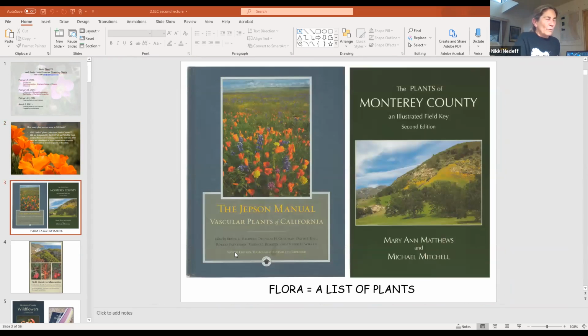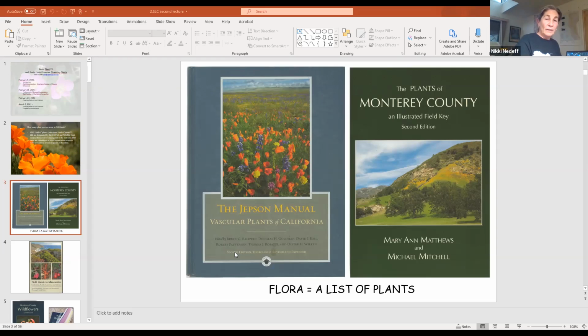So when we talk about California native plants, the Jepson manual is about 2.5 inches thick. It is a reference that was first published in 2012. At that time, it contained a flora, a list of California native plants that were known at that time. The minute it was published, it was outdated because people would go out and find new things.